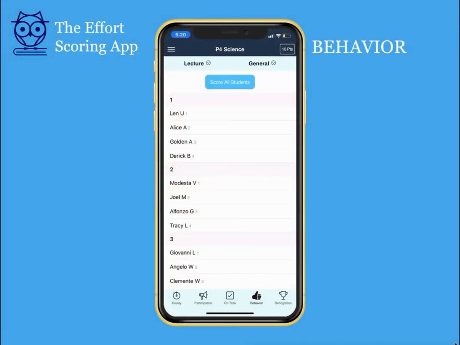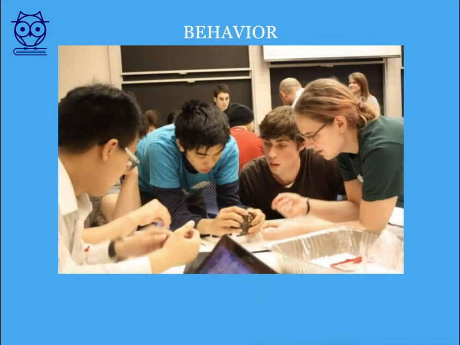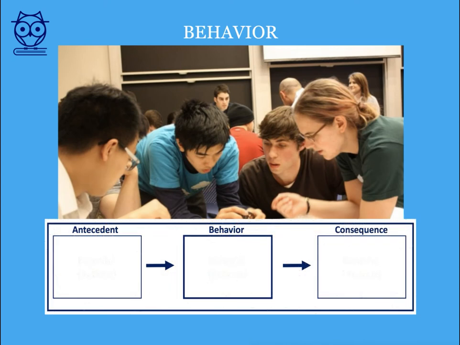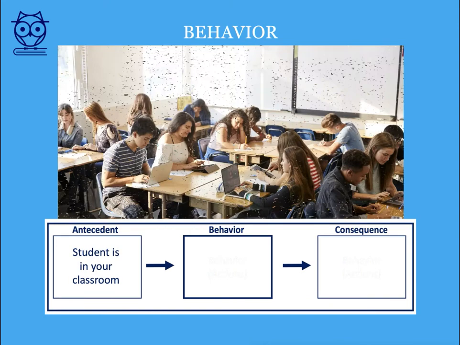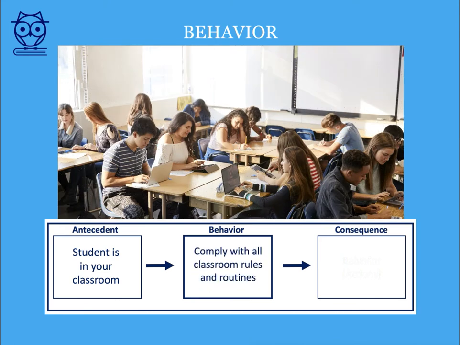Next up is the behavior category. Because classroom rules, routines, and expectations were likely introduced and reviewed during the first few days of the semester, the antecedent for the behavior category occurs when the students enter your room. They know where they are and what is expected. The behavior we want is for students to comply with all classroom rules, routines, and expectations.